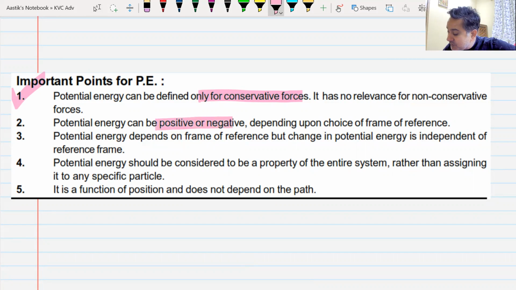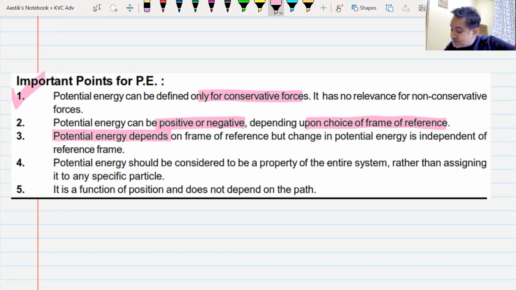Potential energy can be positive or negative, depending on the choice of the reference frame where you are taking your zero. If you are taking your zero at ground, everything above ground is positive, everything below ground is negative. If you are taking it below ground, everything below that point will be negative and everything above that point will be positive. So it depends on the reference frame. Do we understand this? Yes, sir.